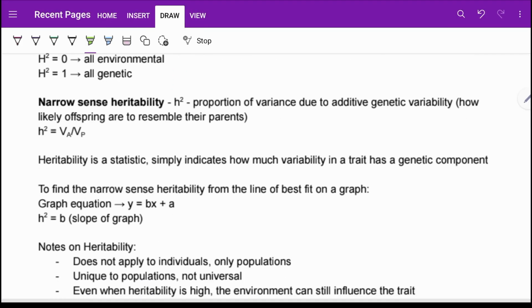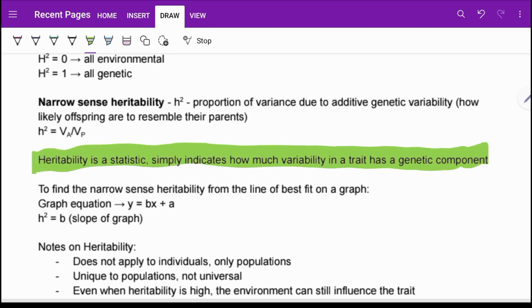Narrow sense heritability, lowercase h squared, is the proportion of variance due to additive genetic variability. So how likely are the offspring to resemble their parents, basically? And a reminder is heritability is a statistic, and it only indicates how much variability in a trait has a genetic component. It says nothing about that trait itself, or which phenotype is recessive or which phenotype is dominant. It just says that this trait is largely influenced by genetics or largely influenced by environment.